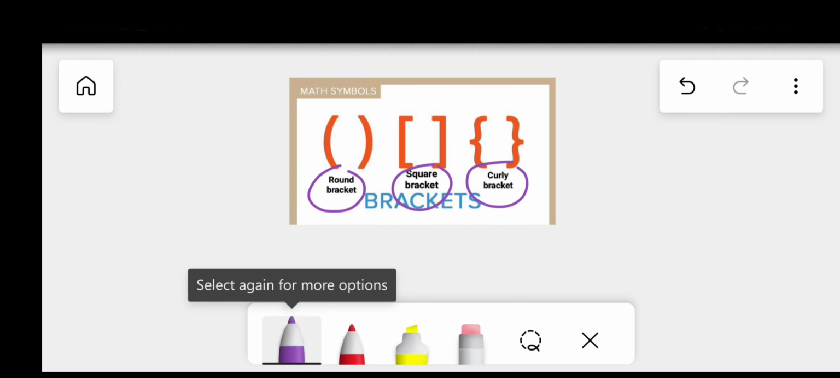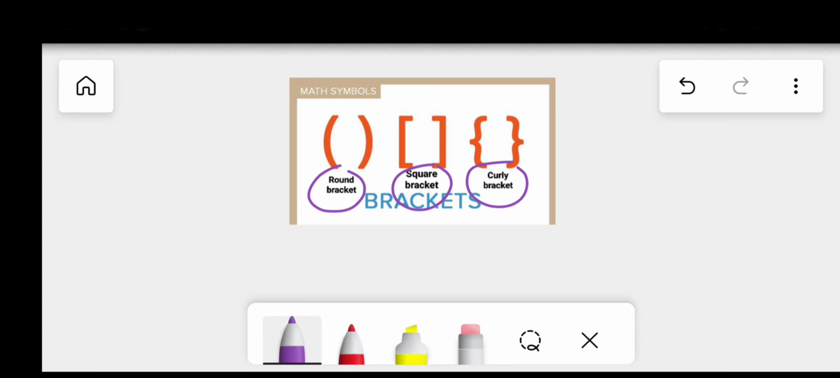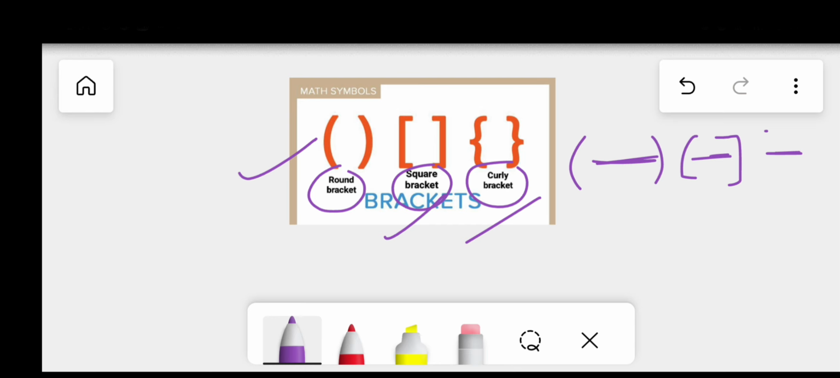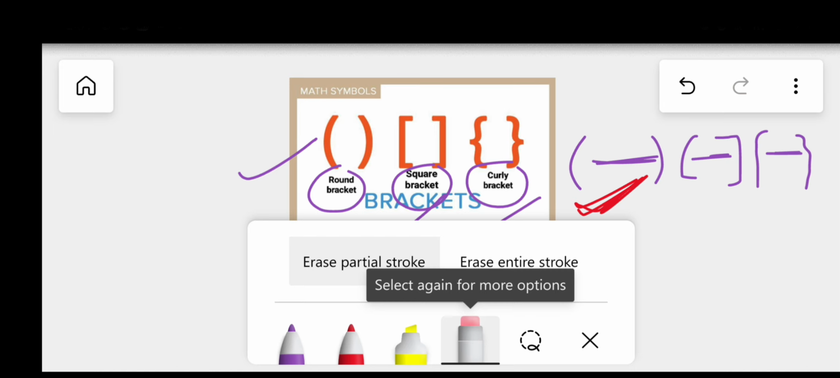And if you ask me the priority order of these three, which one should be solved first? In a mathematical equation, we first solve the round bracket, then we go for the square bracket, and finally we solve the curly bracket. If we have three forms with round bracket, square bracket, and curly bracket, we will solve the round bracket first, then the square bracket.